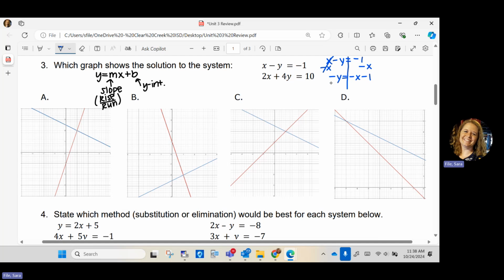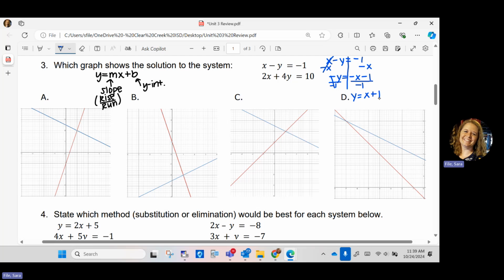And then I have to get rid of the negative in front of the y. So I divide by -1. So everything gets divided by a negative, which changes it to positive. So that negative x divided by -1 is positive x. And -1 divided by -1 is positive 1. So that's just y equals x plus 1.